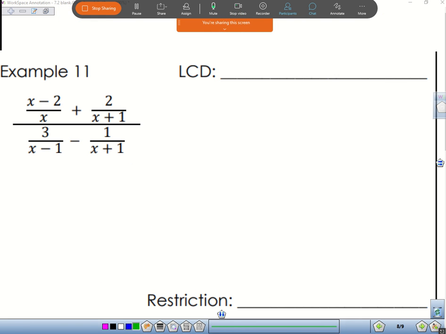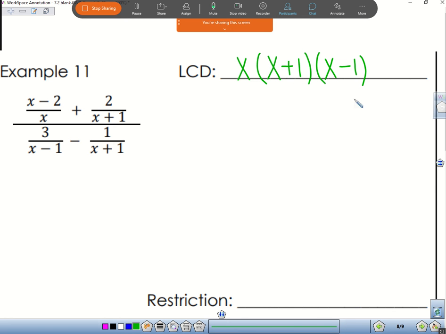So the first thing I want to do is identify my LCD. So do any of these have any factors in common here? They all, well, at least 2 of them have a what? X plus 1. Good. Not all, but 2 of them have an x plus 1. And then, what does one of them have that none of the other ones have? Good, an x and then also an x minus 1. So that would be our LCD.